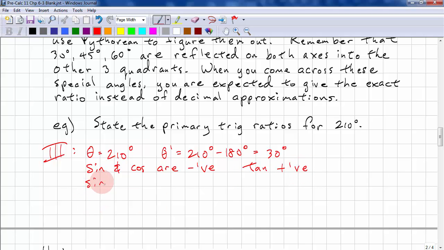So sine theta is negative 1/2, cosine theta is negative root 3 over 2, and tan theta equals y over x. So that's negative 1/2 over negative root 3 over 2. So that just leaves us 1 over root 3. And that completes this lesson.